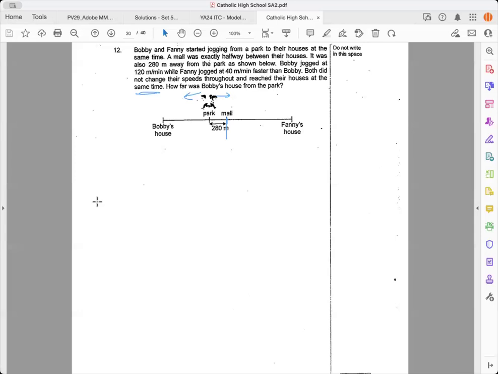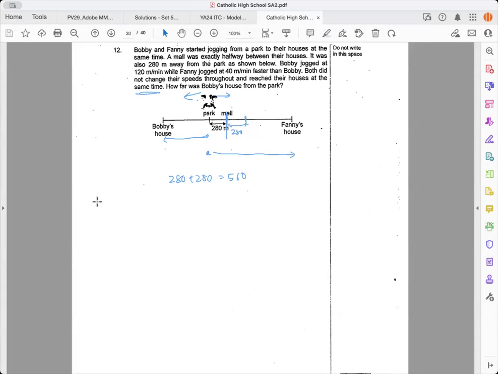So the time taken for them to travel is the same. So now we know Bobby starts from here to here. Fanny starts from here to here. Obviously, Fanny traveled a longer distance, but longer by how much? Okay, compare. Fanny traveled 280 plus 280 more, which is 560 meters more than Bobby in the same time period.